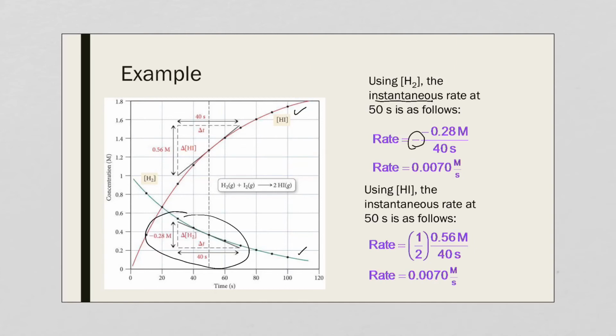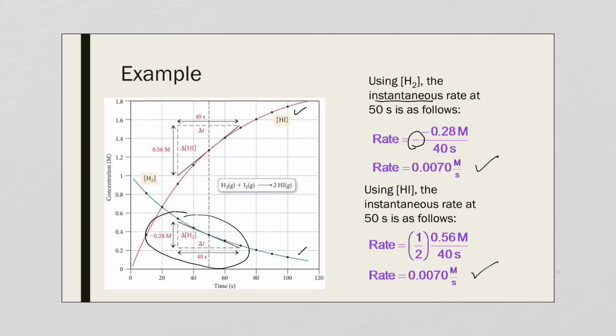And so we get, not surprisingly, the same rate if we look at the change in HI at that same point, as we should, right? The rate of the reaction at 50 seconds is 0.007 molarity per second. Okay, so that's a little bit about instantaneous rate.